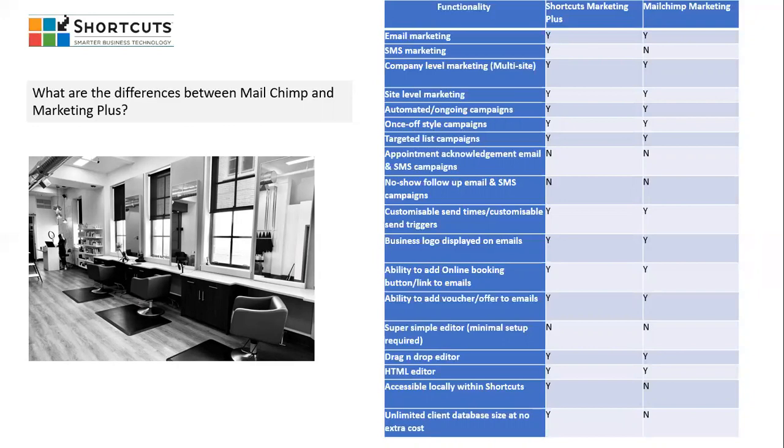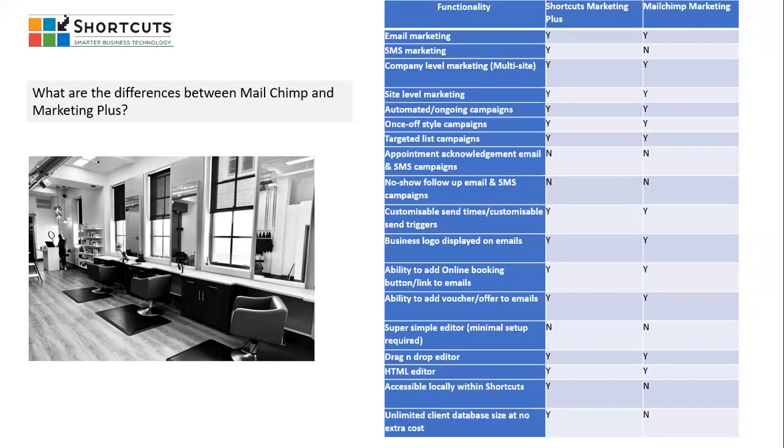So Shortcuts Marketing Plus and Mailchimp both do email, but SMS marketing, no. We have lots of salons that absolutely love text message campaigns, and we have a much greater open response come back from salons. They have a much greater open response to text messages rather than emails. If you're currently using Mailchimp, you will know it isn't available in there, but it is in Shortcuts Marketing Plus.